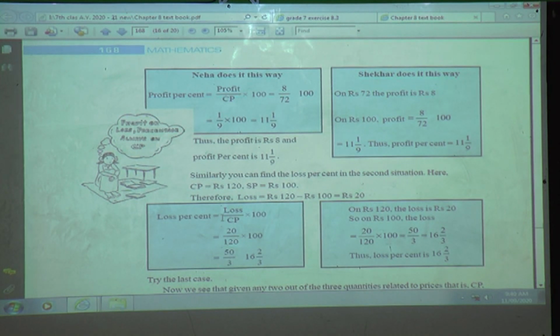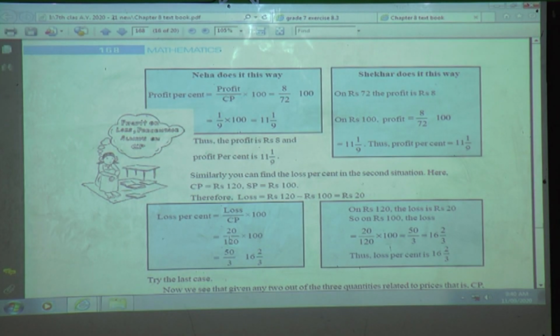Loss percent is equal to, as we saw in the statement above, we always have to consider the CP to find the percent. So loss percent is equal to loss upon CP multiplied by 100. What is the loss? It is rupees 20, so we write 20 here. What is CP? It is 120, multiplied by 100, because we are finding a percent, so it is always out of 100.